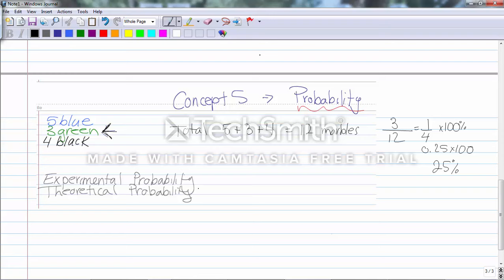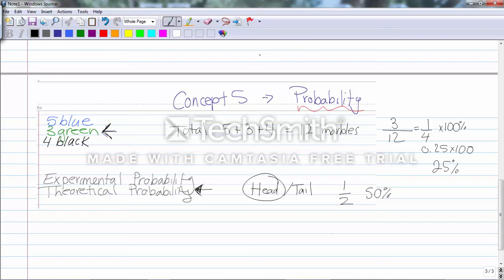Now, that's theoretical. It doesn't always necessarily happen the way that we think it's going to. So the best example of this is if I have a coin and I want to know the theoretical probability of flipping a head rather than a tail. I know that I have two choices, so that's the total. And if I want a head, that's one option out of two, or there's a 50% chance of flipping a head.